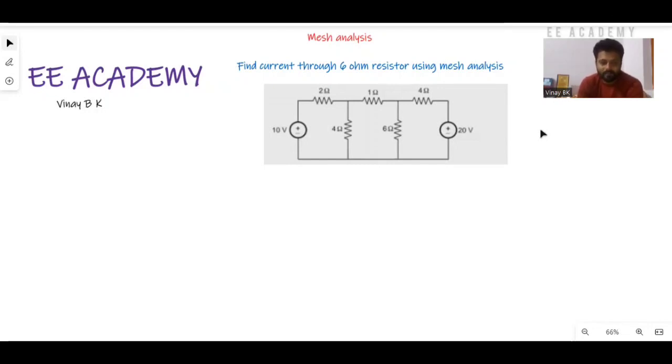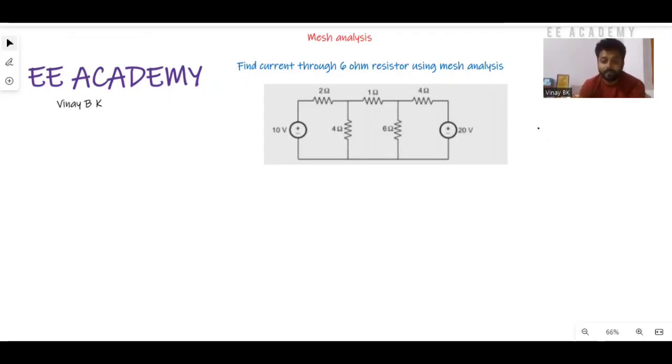Today we're going to discuss mesh analysis with a simple example by solving a numerical. You can see the screen now. In this mesh analysis, we are considering a circuit which has two independent voltage sources, and we'll have the resistors. We need to find the current flowing through the 6 ohm resistor.